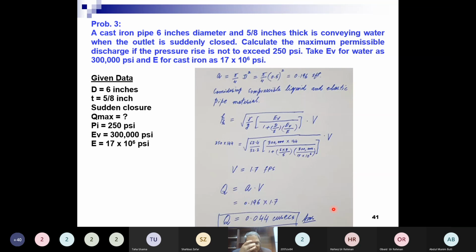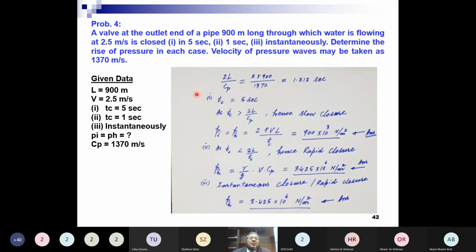Shall we go to the next slide? Yes, sir. All right, problem number four.